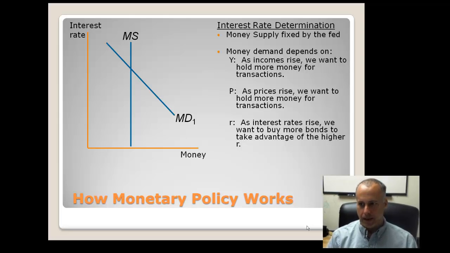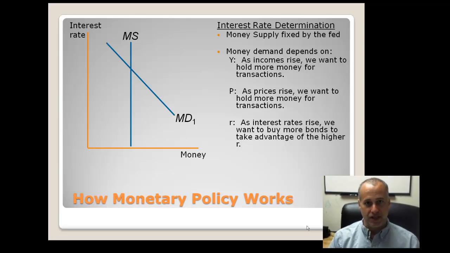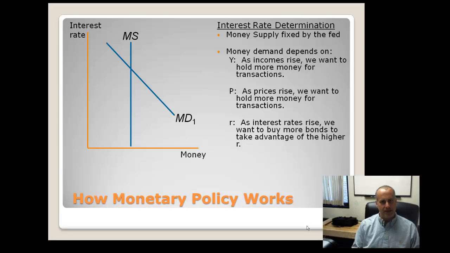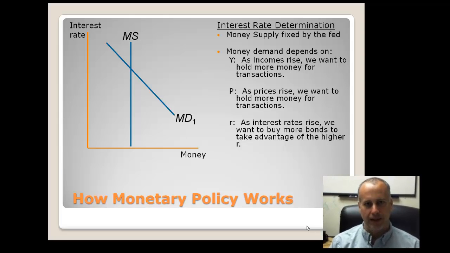P, prices. As prices rise, we also want to keep more money in our pockets because it essentially doesn't go as far. So to buy the same number of things when prices are high versus when prices are low, we need to keep more money in our pockets when they're high. So as price rises, we need to carry more money in our wallet. Conversely, though, as interest rates rise, we want to keep more of our money in interest-bearing accounts and keep less money in our wallet and less money in our checking and savings account that don't pay much interest.